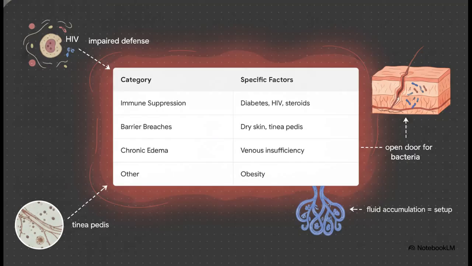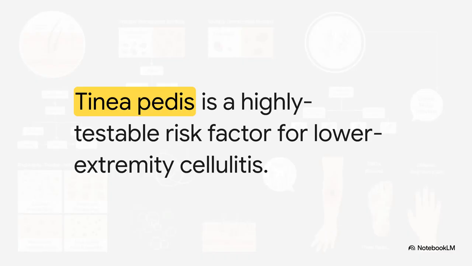Now, let's see how risk factors build your clinical picture for cellulitis. While immunosuppression, things like diabetes, and chronic edema from venous insufficiency or heart failure are major setups, I really want you to zero in on the barrier breaches category here. Seriously, any microscopic break in the skin is just an open door for bacteria. And that brings us to this highly testable, absolutely crucial fact. Tinea pedis is a massive risk factor for lower extremity cellulitis.